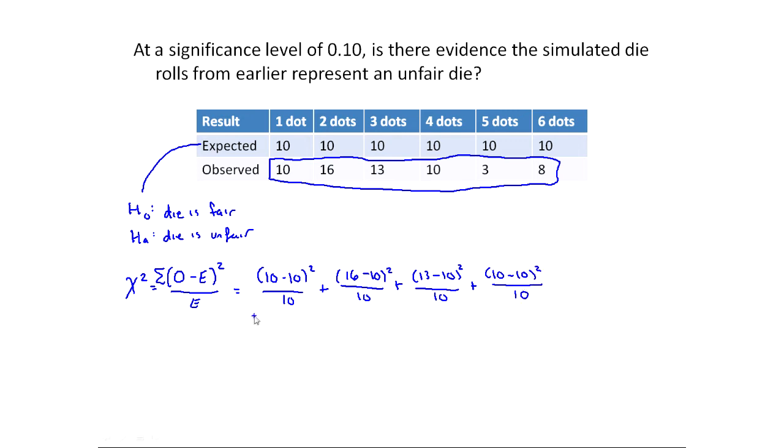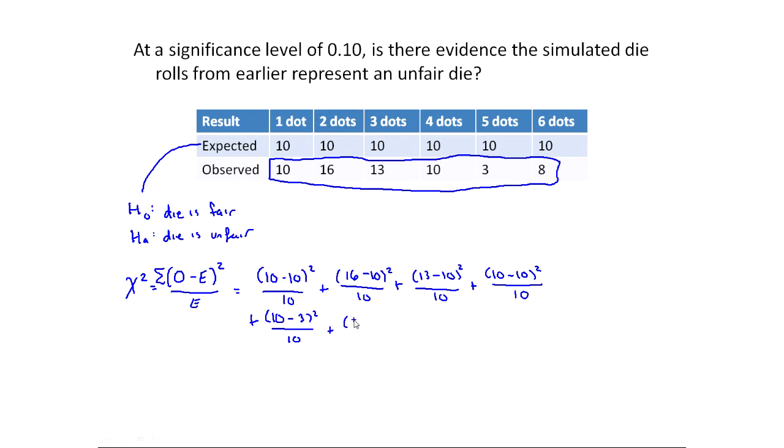For 5 dots, not quite. So the 5 dots, it's so different. It's going to contribute more. And notice I'm doing it in the wrong order. It doesn't matter because I'm squaring it. We're doing actually more here. We're going to have to see a big contribution from this because of the difference between these two.